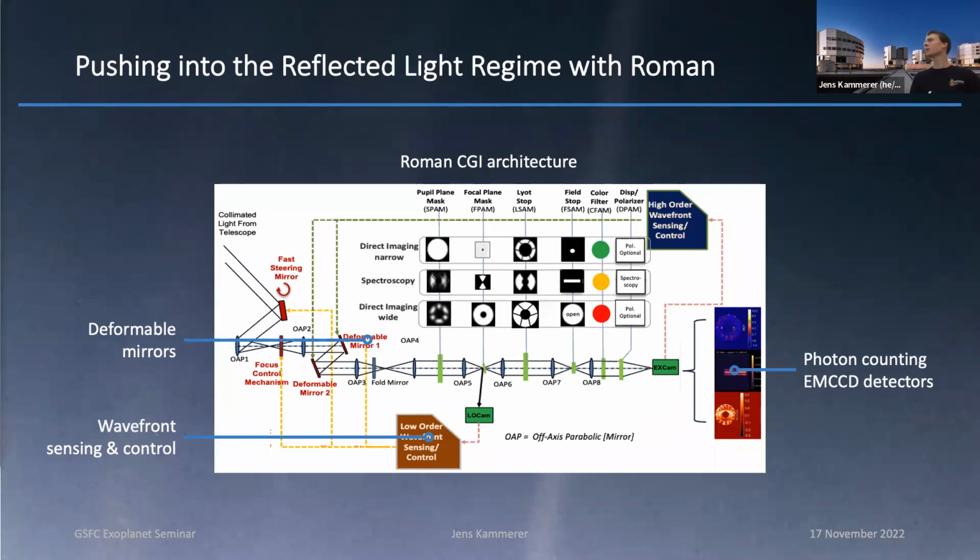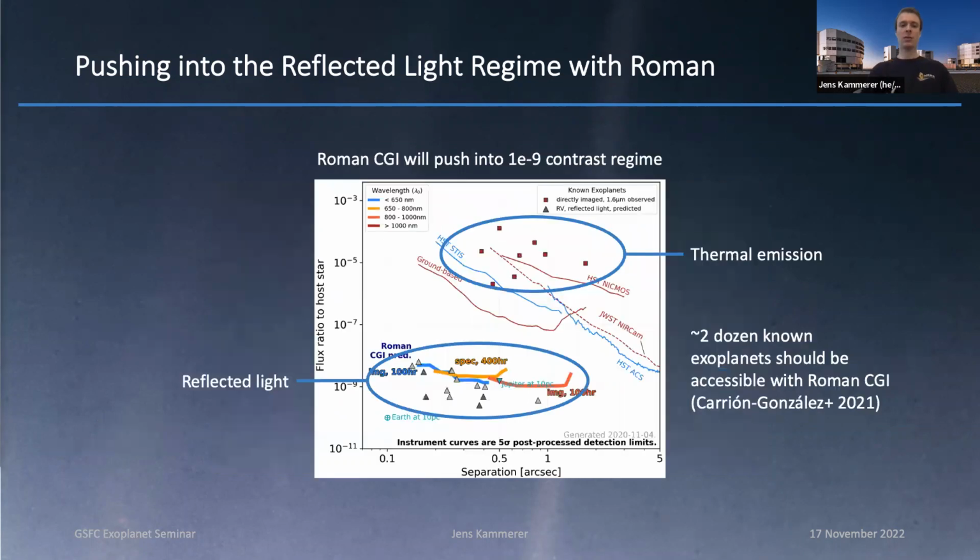So for high contrast imaging, Roman will have on board this coronagraph instrument. I'm showing here a little bit of the architecture, and I just want to highlight that Roman will also be a technology demonstrator for a future flagship mission that will try to image smaller Earth-like planets. It's going to demonstrate for the first time wavefront sensing and control with both low and high order wavefront sensing in space. It will do the same for deformable mirrors and also for these very low read noise photon counting EMCCD detectors. And with all of these new technologies tested in space on such a big telescope for the first time, it will then hopefully be able to detect planets in reflected light.